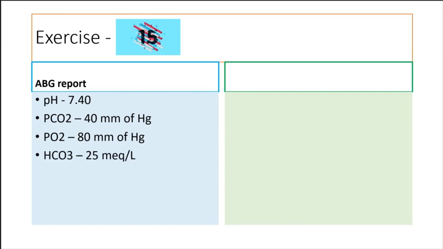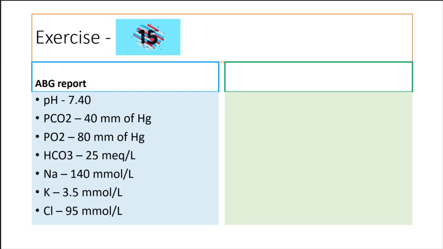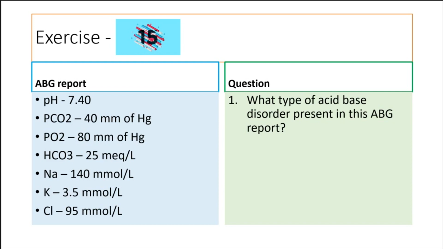HCO3 or bicarbonate 25 milliequivalent per liter. Na or sodium 140 millimole per liter. K or potassium 3.5 millimole per liter. Cl or chloride 95 millimole per liter. Question. 1. What type of acid-base disorder is present in this ABG report?